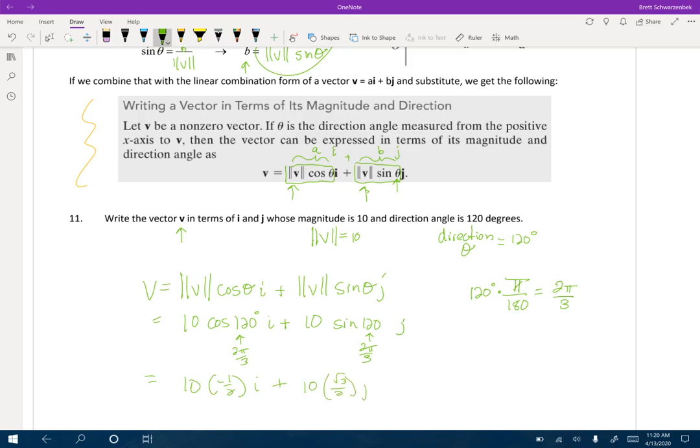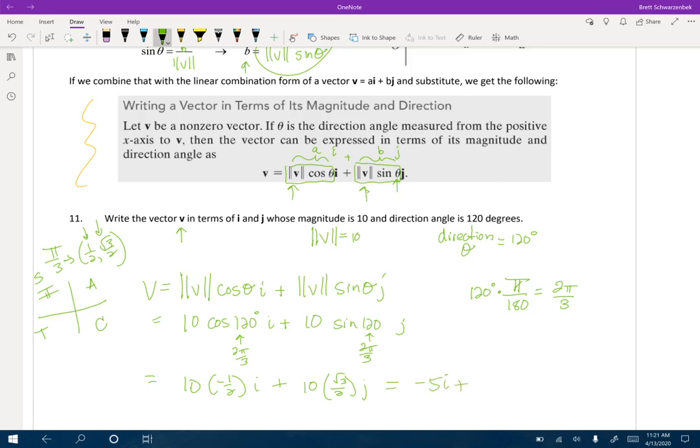So remember, pi over 3 has coordinate 1/2, root 3 over 2. 2 pi over 3 is in the second quadrant. So all students, you know the whole deal, right? Sine is positive, hence it's positive. Cosine is negative, and we're taking the x for cosine and the y for sine. So if we do that, we're going to get negative 5i plus 5 root 3 j.